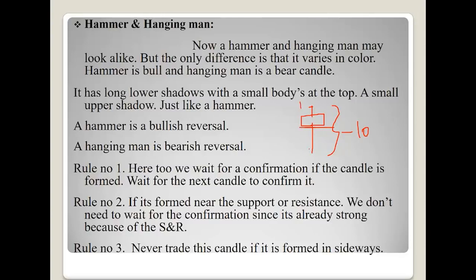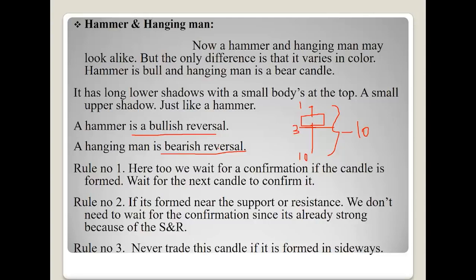So consider this as 1 and this as 10. The closing candle has to be above 3. Then it can be considered as a hammer or a hanging man. This is the difference between a spinning top and a hammer and a hanging man. A spinning top will be closed at the middle, the body will be at the center of the wick, and for a hammer and a hanging man, the body has to be above 70% of the wicks from high to low. All right. So the hammer is a bullish reversal and the hanging man is a bearish reversal.